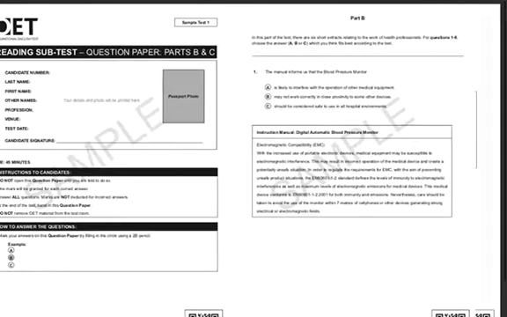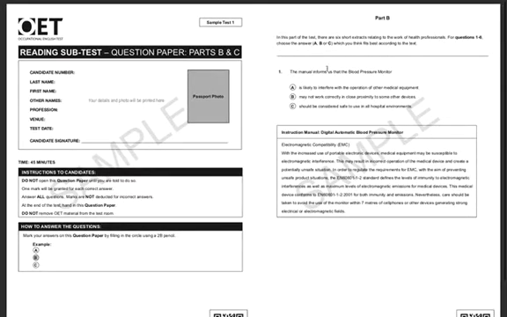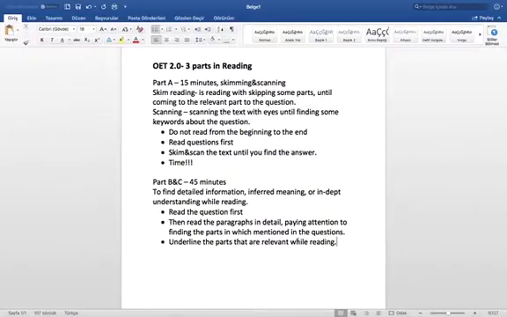For example, the question is, the manual informs us that the blood pressure monitor, and there are 3 options, and you have this little reading task. The new Part B is mainly about understanding the gist, the general meaning of the text.